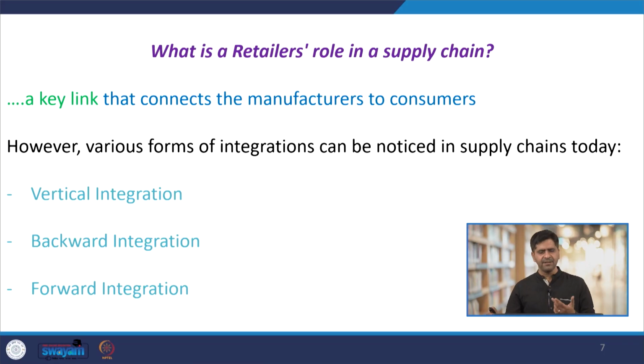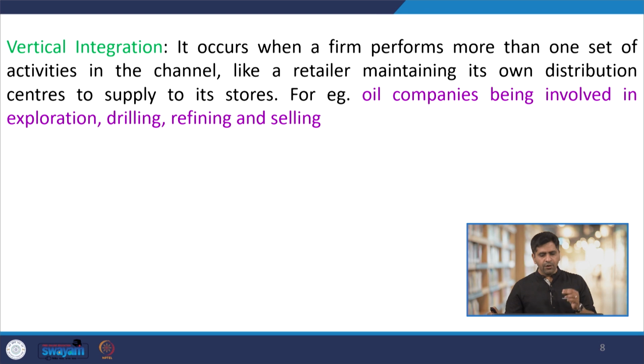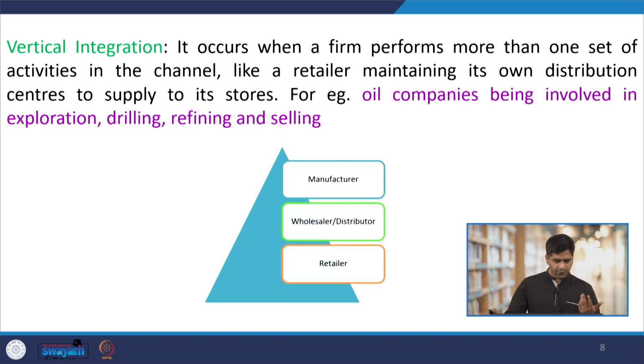Now sometimes you will also see manufacturers who might have their own retail stores, right? Now that becomes a part of integration, and we'll be talking a bit more about it as we move further. So precisely there are three kinds of integrations that we study in supply chain dynamics, which is vertical integration, and which further gets bifurcated into backward and forward integration. Now vertical integration simply means where a retailer will start performing more than one set of activities. Now this can either happen, a retailer might be going backward, or a retailer might decide to go forward, right?